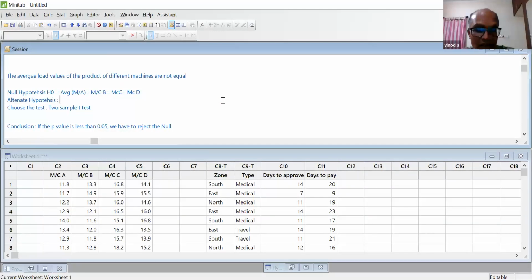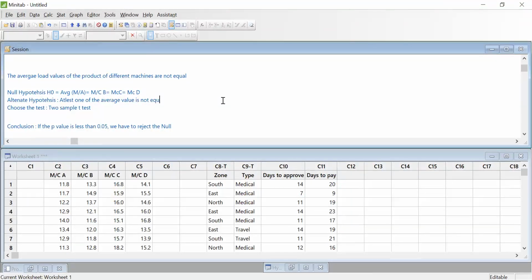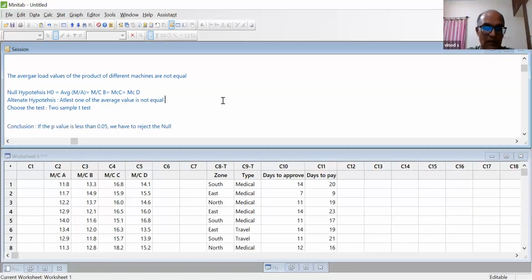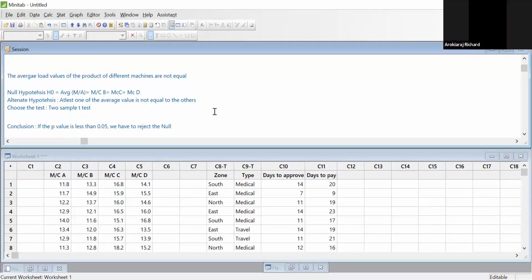Yeah, no. Here there is a small catch. The alternate is that at least one of the average values is not equal to the others. What is the meaning of this one? English meaning: at least one of them is not equal to the others. Can anyone say what is the meaning of this statement?